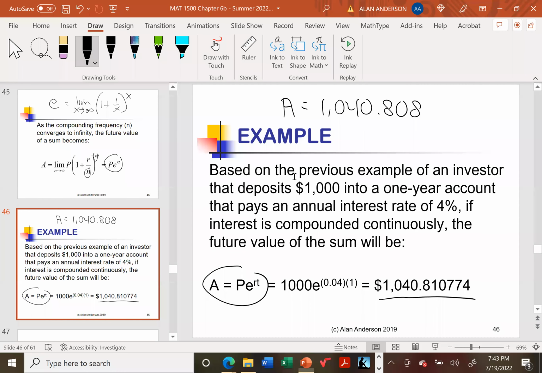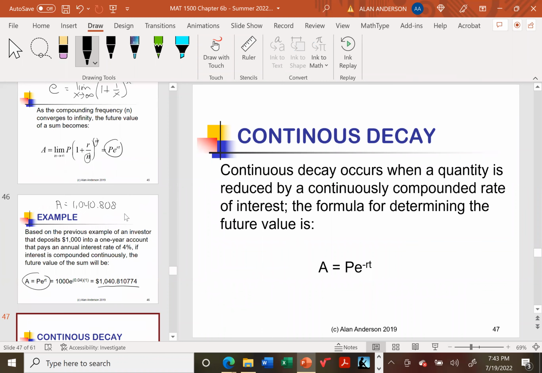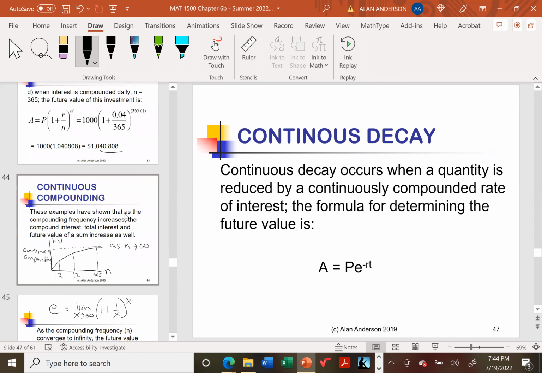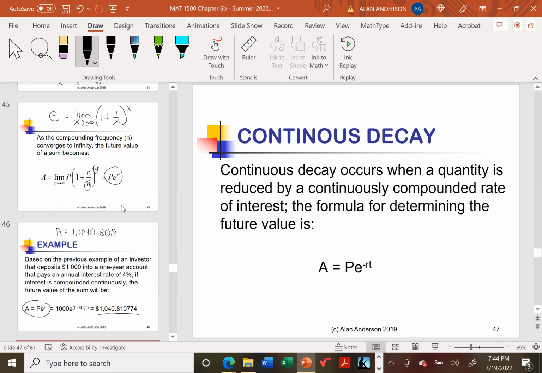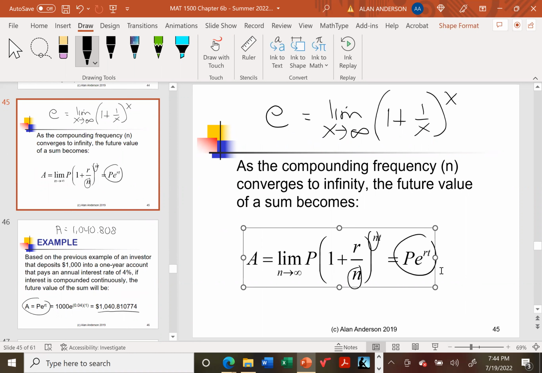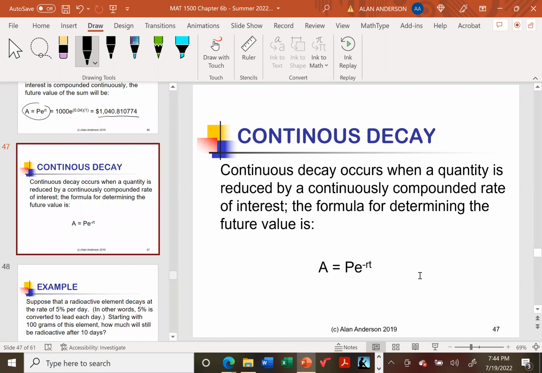Okay, now we're going to do the reverse process. We're going to look at decay, and you can probably guess that it's not going to be very different. Again, it'll only be different by the sign. In other words, if you see PE, here this is exponential growth, PE to the RT. Here for decay, it's just PE to the minus RT. So that's the only difference.